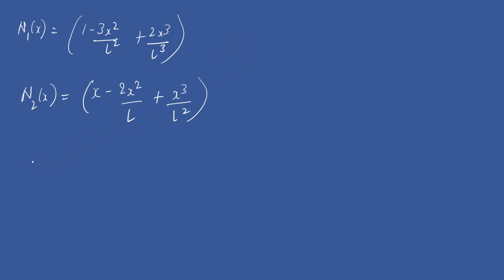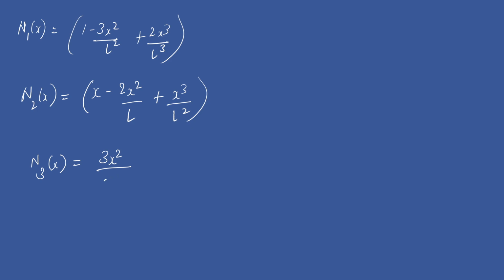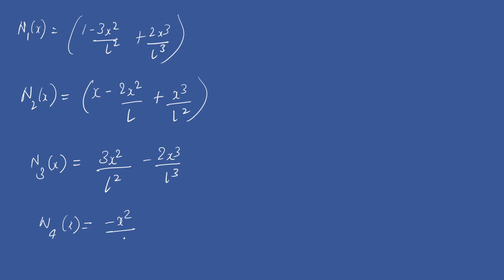Then your N3 of x is given by 3x square by L square minus 2x cube by L cube, and then your N4 of x is given by minus x square by L plus x cube by L square. So utilizing these shape functions, you can formulate your B matrix.